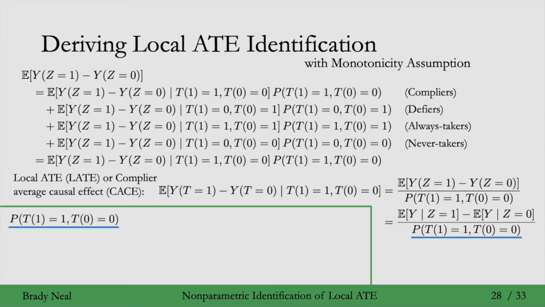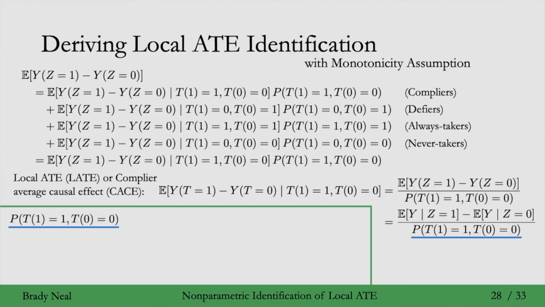And then for this denominator here, we're going to take it to its own little box to see what that turns into. So this is the probability of being a complier. And another way we can write the probability of being a complier is as 1 minus the probability of not being a complier. To write that, we need to know what the probability of not being a complier is. And because we've broken things down into 4 different strata, we can just write the probabilities of those strata.